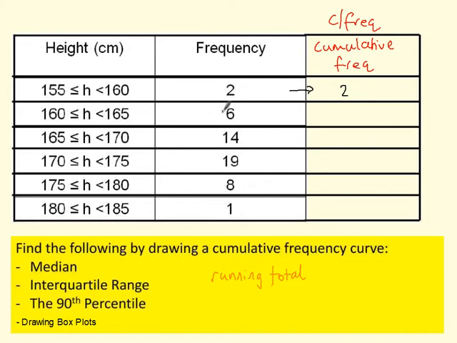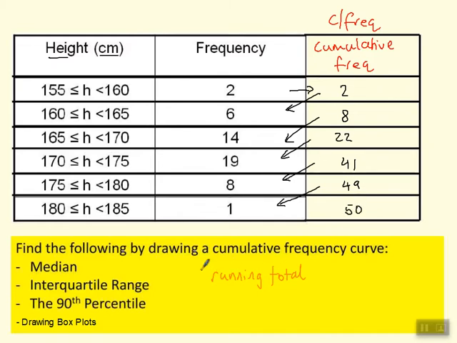And then the next group has 6 things, or let's say, for example, the data is heights, so it could be heights of people. There are 2 people in this group and 6 people in the second group, but that means there's 8 so far. You add the next number down, so there's 8. The next group has 14, so that makes it 22 people now. The next group has 19 people, so that makes it 41 so far. Then the next group has 8 people in it, so that's 49. And then the last group has 1 person in, so that brings it to 50. So this is your cumulative frequencies.